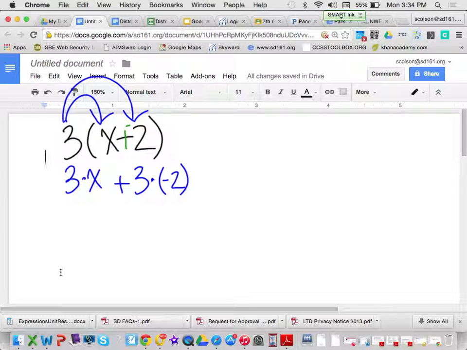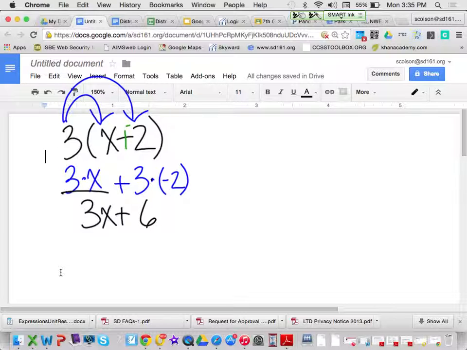I did it just to make things simpler, so that you don't think it's times minus, that you know it's times a negative. And then simplifying, 3 times x is going to be 3x. Bring your sign down. And then 3 times negative 2. Well, it's going to be 6, and then I have to remember what makes it positive, what makes it negative.